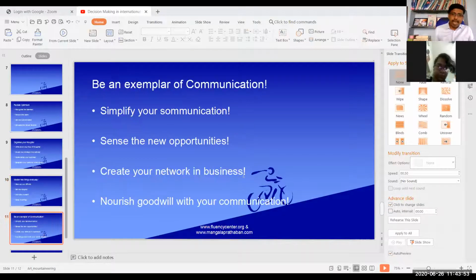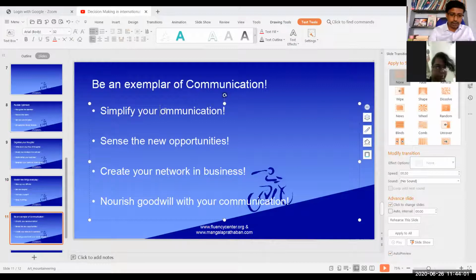The next one is be an exemplar of communication. When I say be an exemplar of communication, what I mean is you have to simplify your communication. It means you'll have to know how communication can be easily reached with all that you say. That's why we say make it very simple, precise, exact. Any communication for that matter has to be based on certain important inputs.